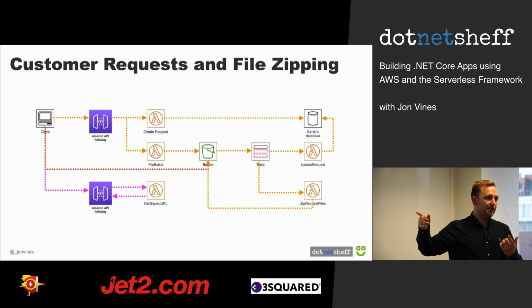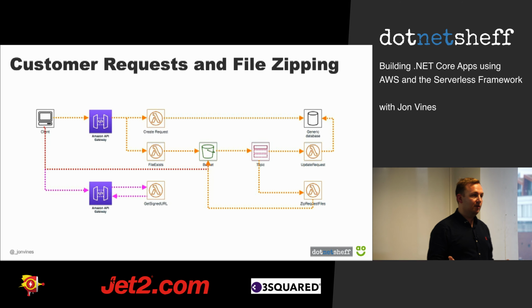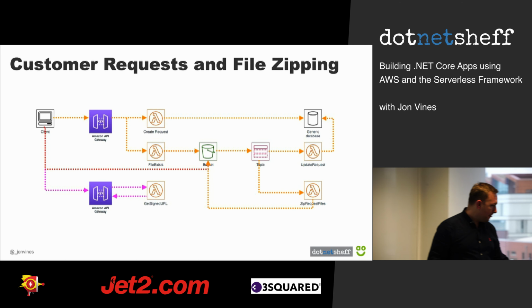which then updates the request to say this is the zip file you need to use if we're going to send this data back to the customer, and updates that in the database. So we've got a quite nice event-driven architecture. There's very low code in there, and we've just focused on writing the code that we needed.